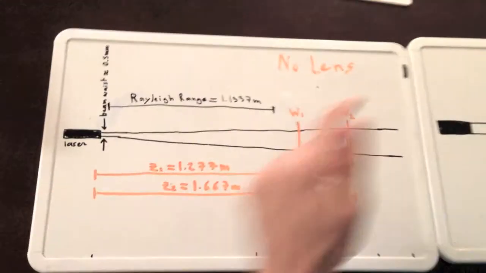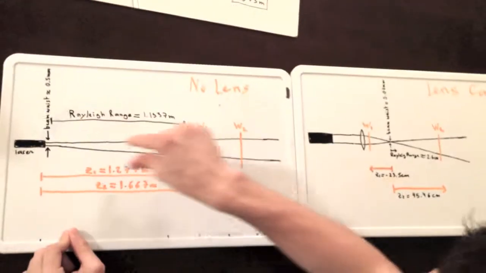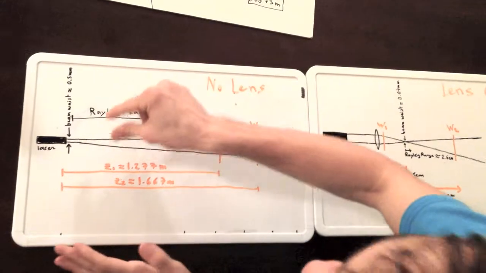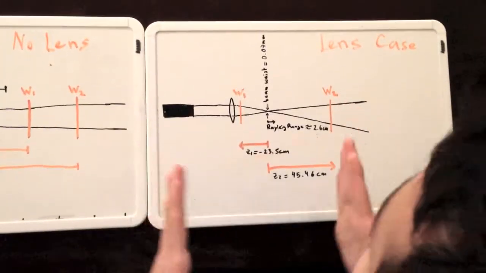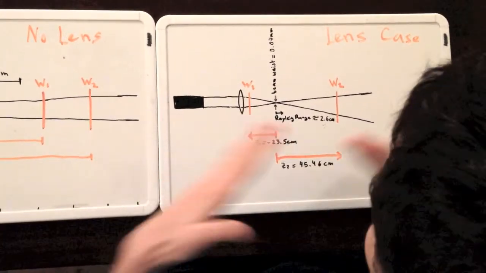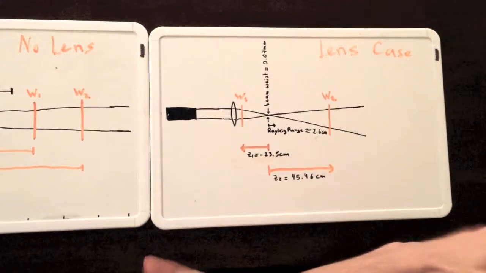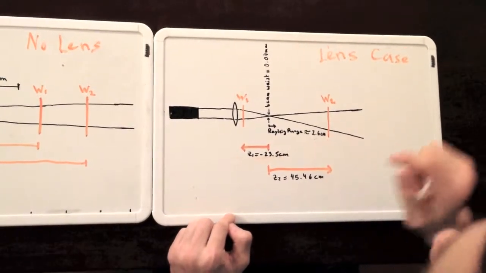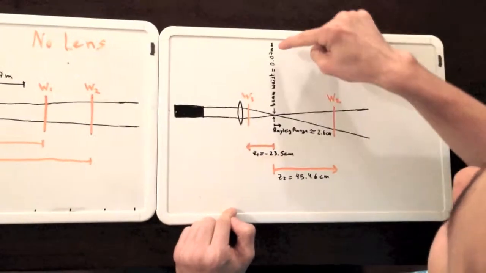Here, let's take both cases with no lens and with the lens. In the case with no lens, the beam solely just diverges all the way. So we have this enormous Rayleigh range and a fairly large beam waist at 0.5 mm. For the case with the lens, the beam goes through this lens and converges into a point and diverges again. Therefore, our Rayleigh range is much smaller at about 2.6 centimeters, and our beam waist is even smaller at 0.07 millimeters.